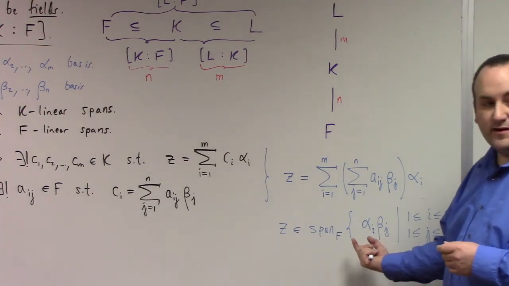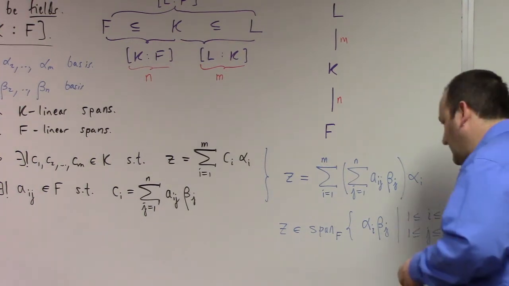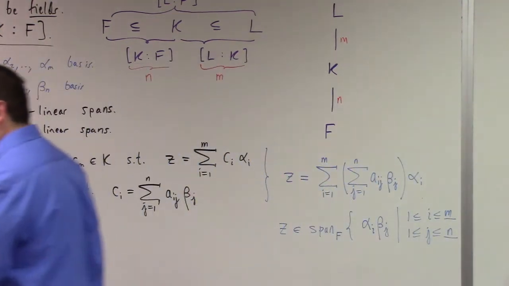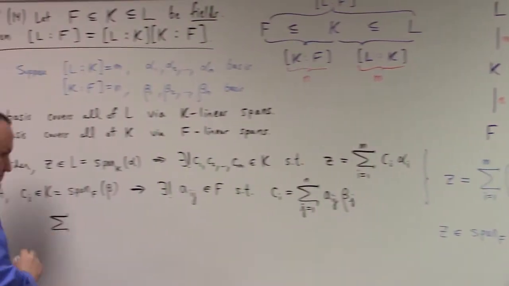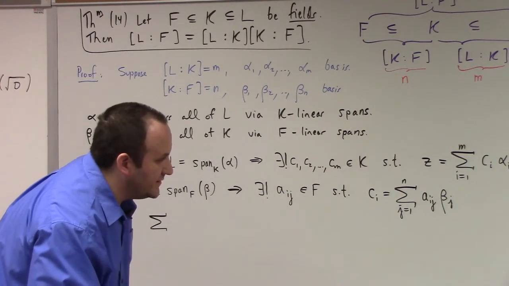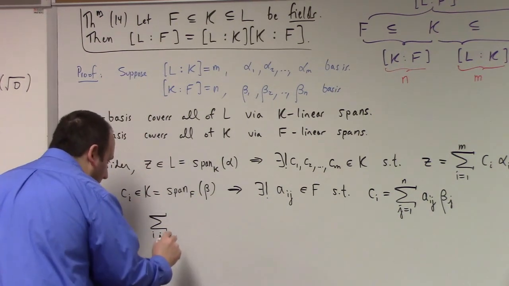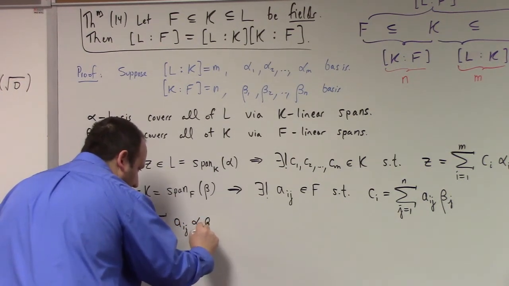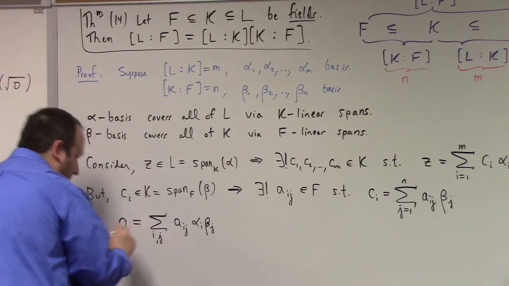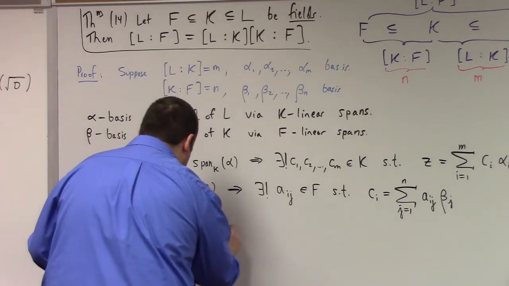It's very reminiscent of the arguments we made about independent subspaces in linear algebra. It's like trivial linear combinations all the way down. So if we start with this sum over i and j, so to speak, aij alpha i beta j, if I set that equal to 0, I can look at that as what?